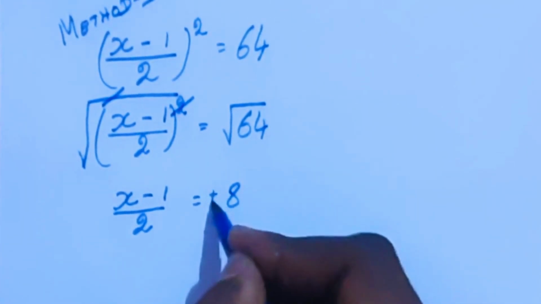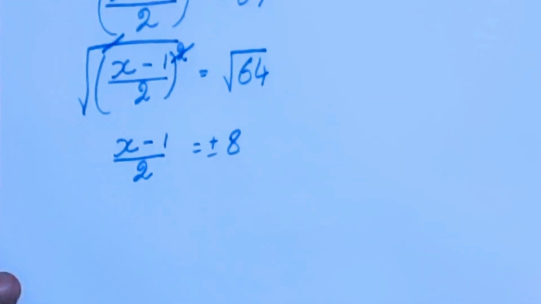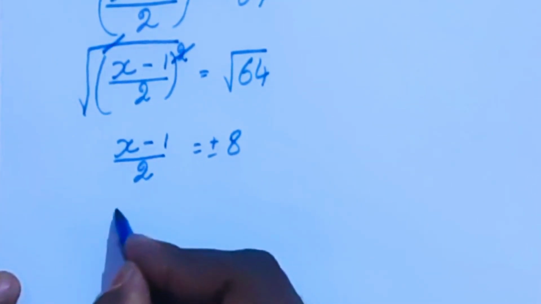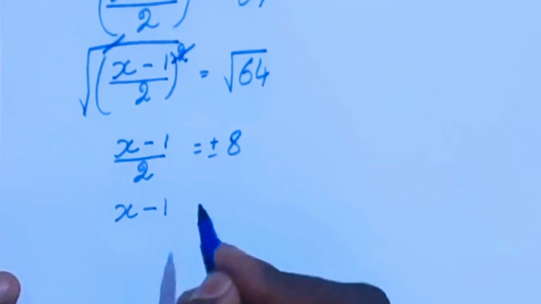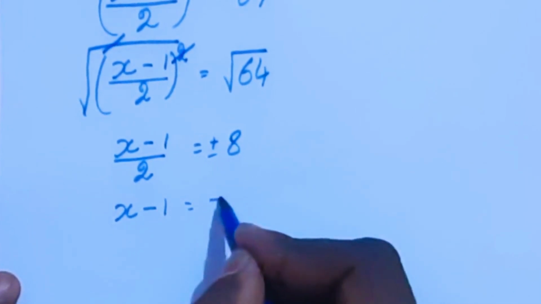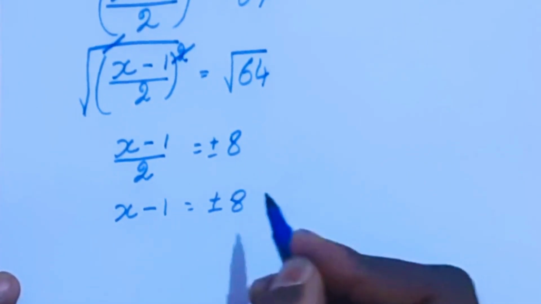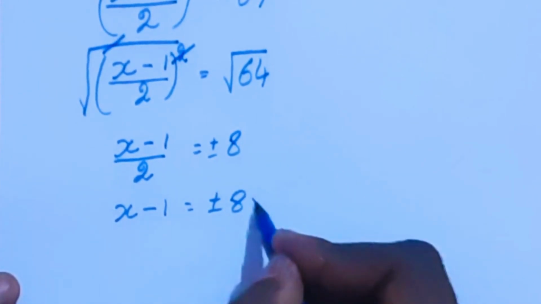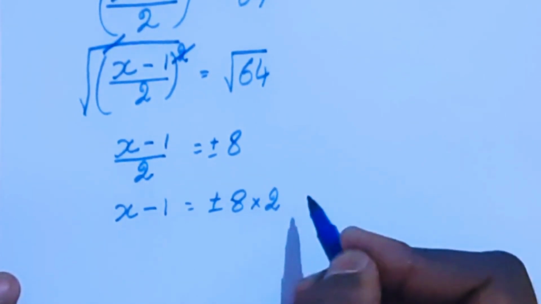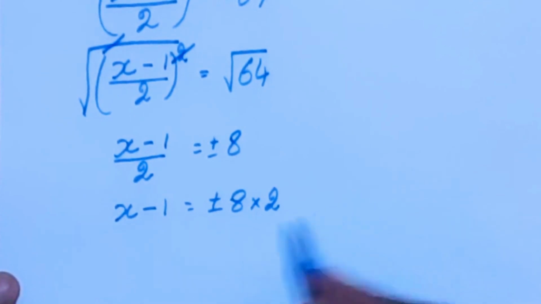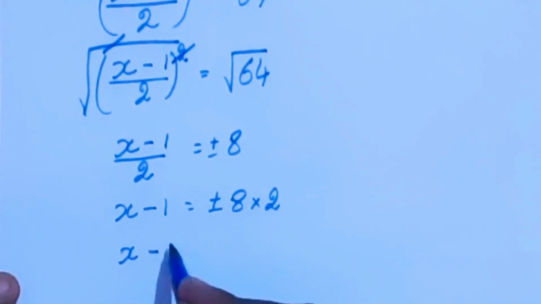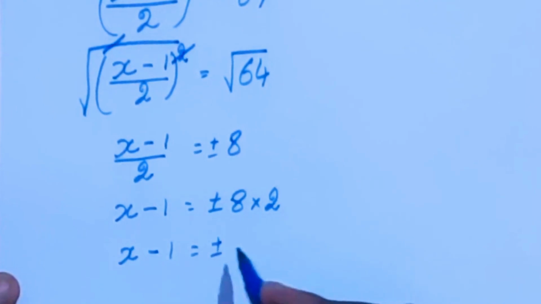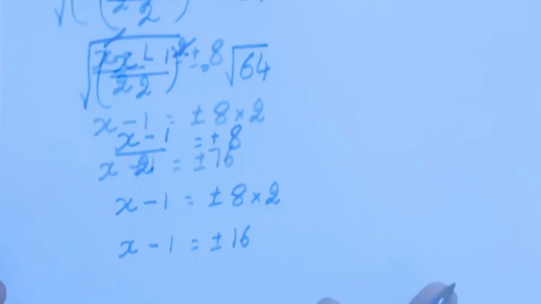Now this is plus or minus. So (x − 1)/2 equals plus or minus 8. We are moving this to the right hand side: multiply by 2. So x − 1 equals plus or minus 16.